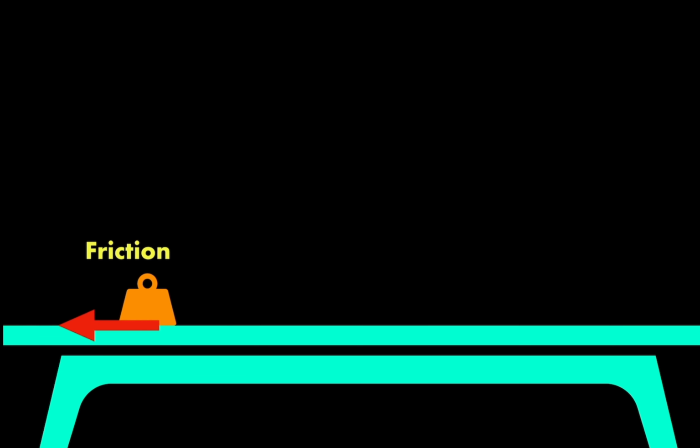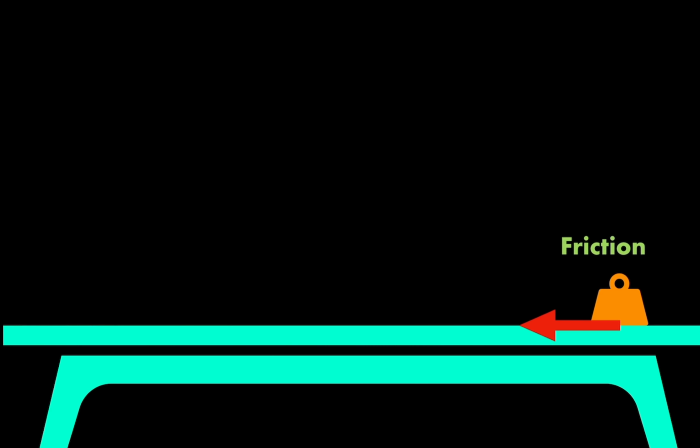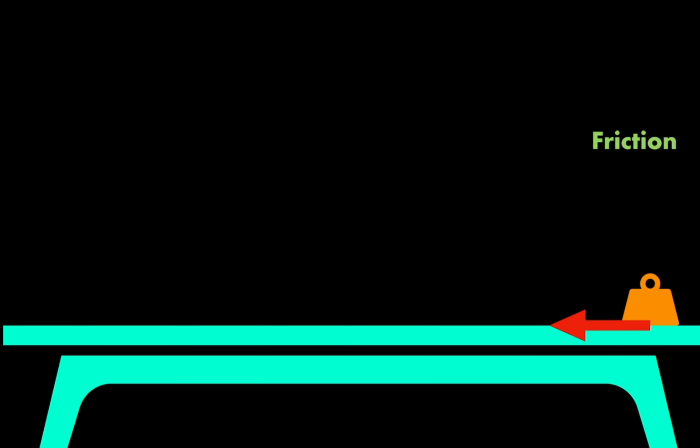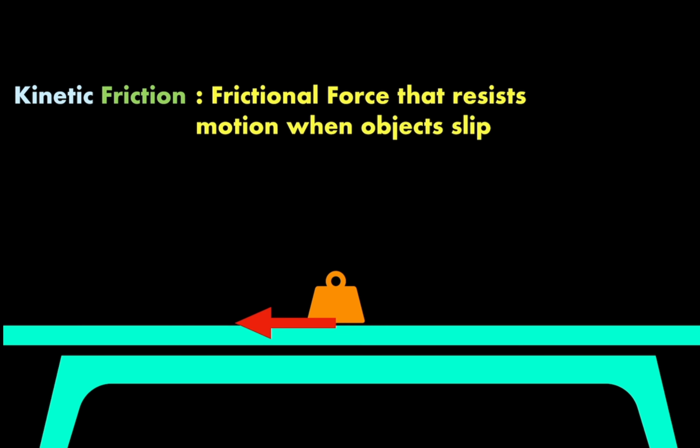The object slips forward and comes to rest. Friction is the force that's slowing this object down until it comes to a halt. This friction is kinetic friction. It's different from static friction in that static friction acts when the object is at rest, while kinetic friction is present when an object slips. So we can define kinetic friction as a frictional force that resists motion when objects are slipping.